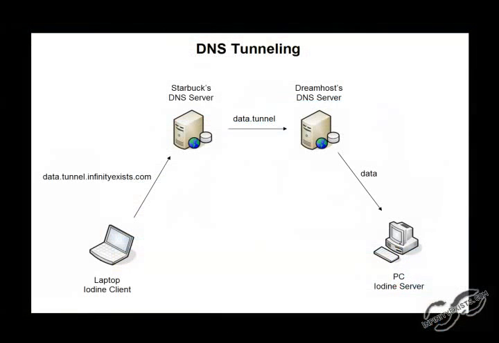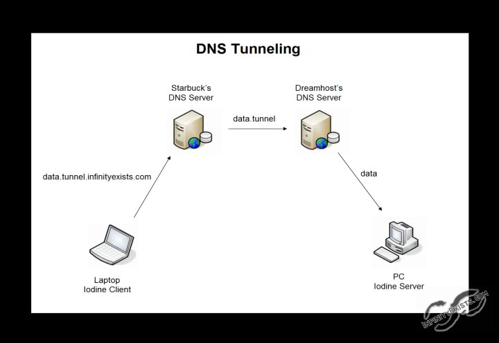This way we can send DNS packets from our laptop to the default DNS server, to DreamHost's DNS server, and then to our PC running Iodine. So this is the basic idea behind the DNS tunnel. The Iodine client running on our laptop will encapsulate our internet traffic into DNS queries. So the DNS packet will have a bunch of encoded data, then .tunnel.infinisys.com, which is sent to the default DNS server, which in this case is the Starbucks DNS server.